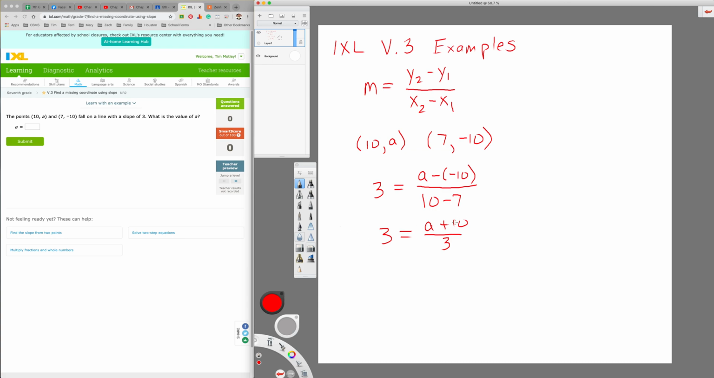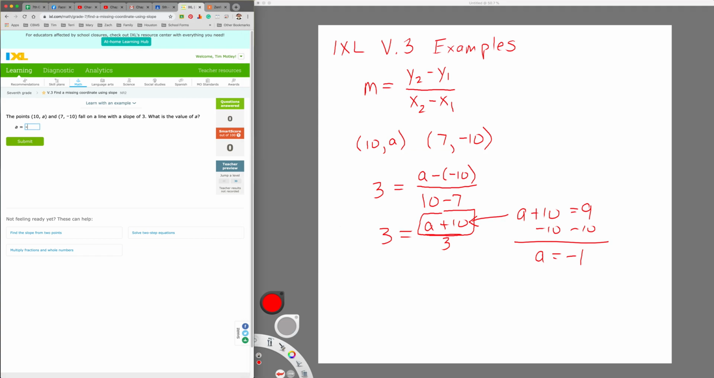We can work our way through it, but this one should be fairly simple to figure out. Something divided by 3 ends up being 3. I could multiply both sides by 3 if I wanted to do that formally, but this has to be 9 because 9 divided by 3 equals 3. So I know that a plus 10 has to equal 9. To get a plus 10 to equal 9, I would take away 10 from both sides, and I get that a is negative 1. So I'm going to put that in there as a negative 1.